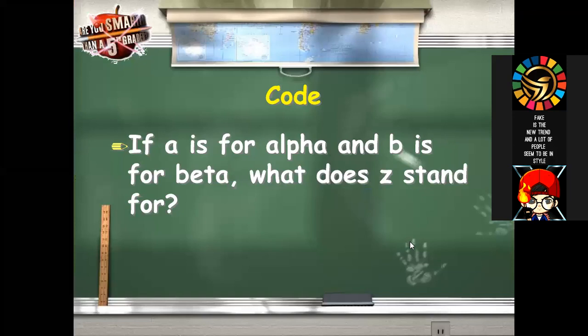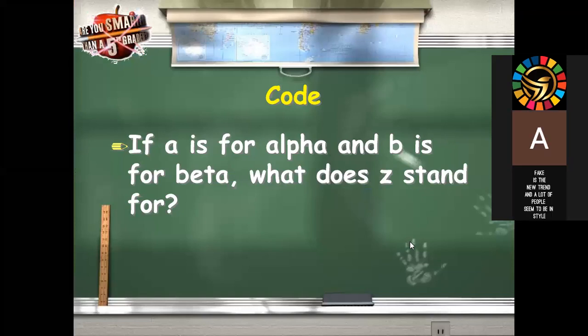Let's go to code now. Calendar. Okay. All right. There's the last one. Only two more. In the code, you know, they call the Morse code or the Samuel code. A is for alpha, B is for beta, C is for, what is C for? Charlie. Z stands for what? What does Z stand for? Come on, this is zebra. The last one's not zebra. It's not zebra. It's not zip. Xylophone. I wish it was xylophone, but xylophone starts with X.